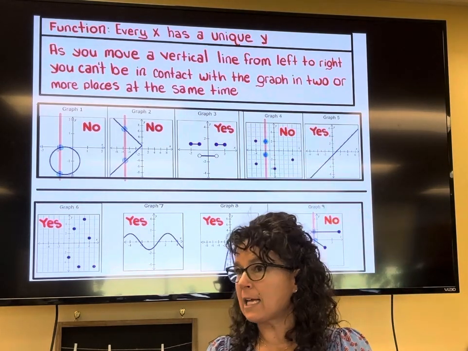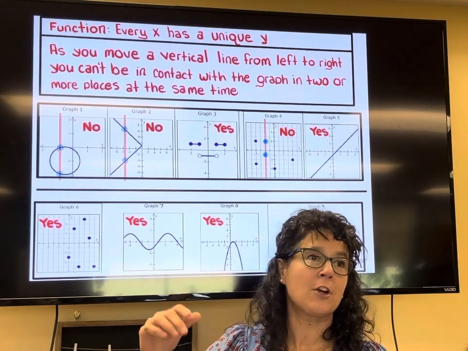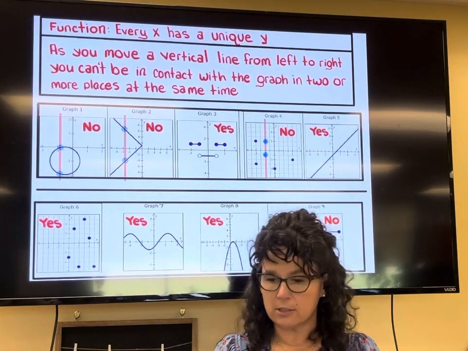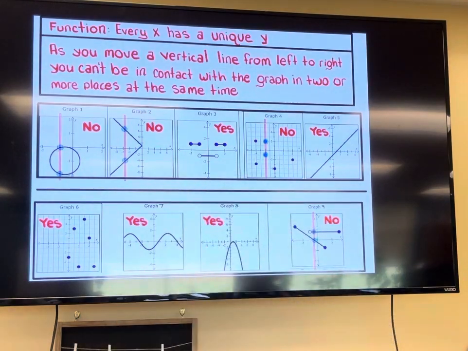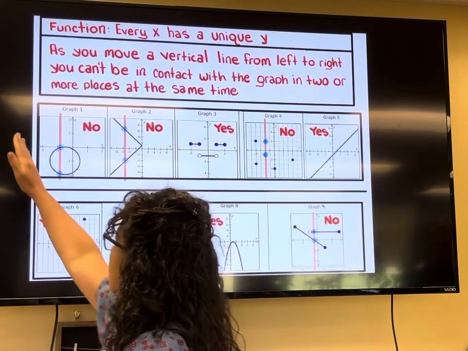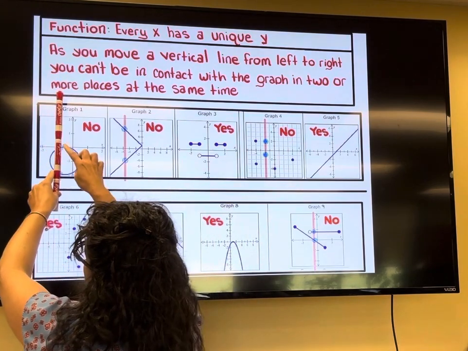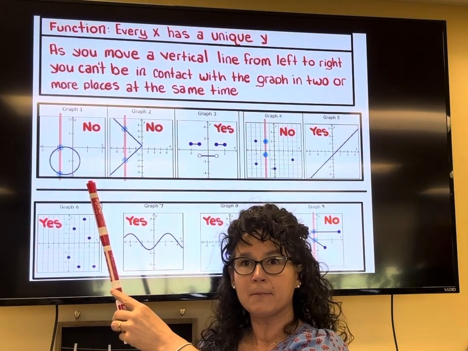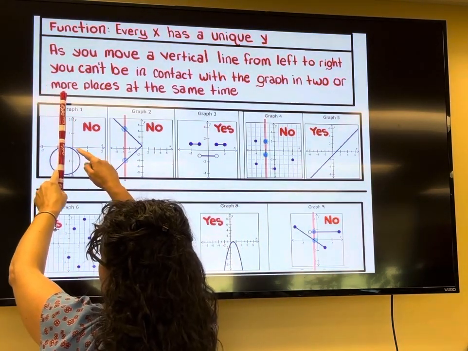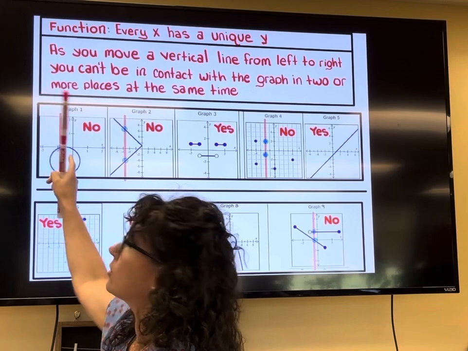So another way to decide if something's a function, if you're not just looking at a bunch of points, is to see if there are any points that are stacked vertically. And so what we're going to use is the vertical line test. So if I use the vertical line test, as I move across from left to right here, notice that I end up being in contact with this circle in 2 points at the same time. And that happens multiple places, because these points are stacked, it means they have the same x coordinate. So every x doesn't have a unique y, so this one's no.